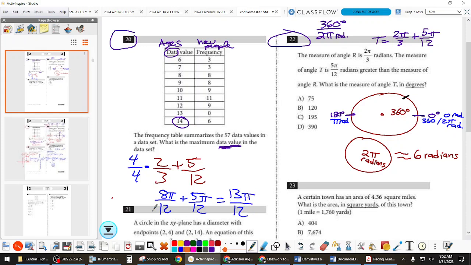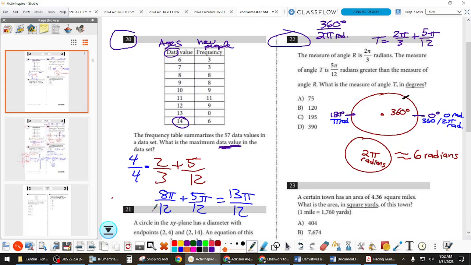Roughly, how close, like where is this on that circle, roughly? 13 12ths pi. Yeah, it's just about half, right? Is it just before or just after half? Why just after? What would it be to get just halfway? What would this number have to be? 12, because 12 over 12 is 1. That would be pi. So that would be right there. Okay? So 13 12ths pi is just after.